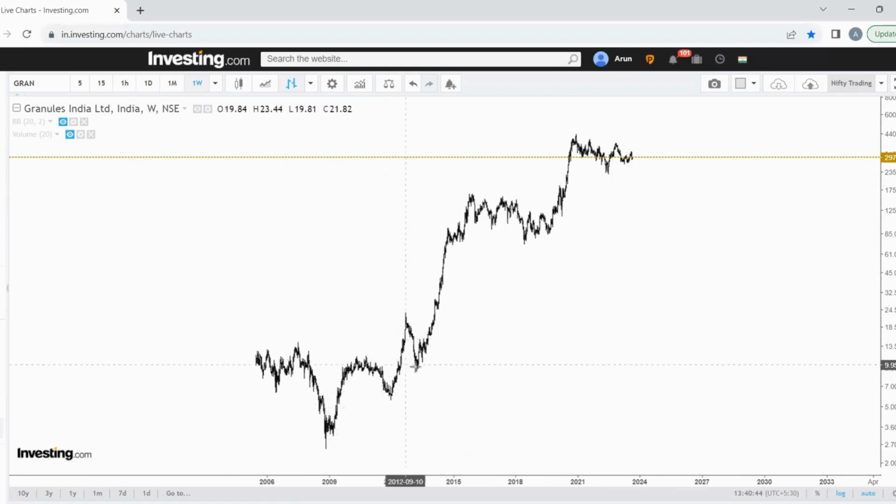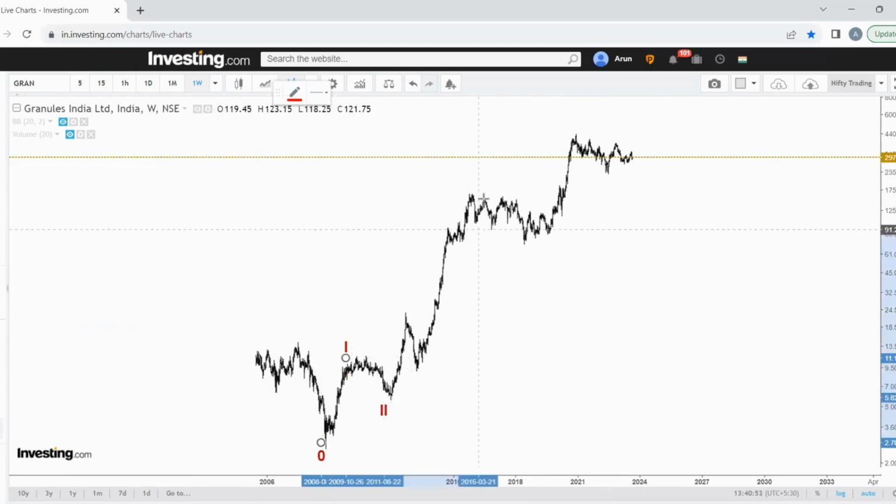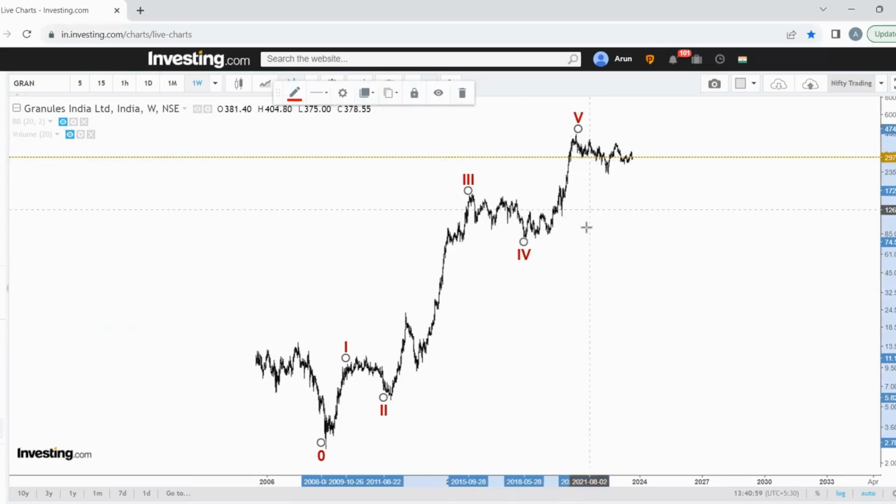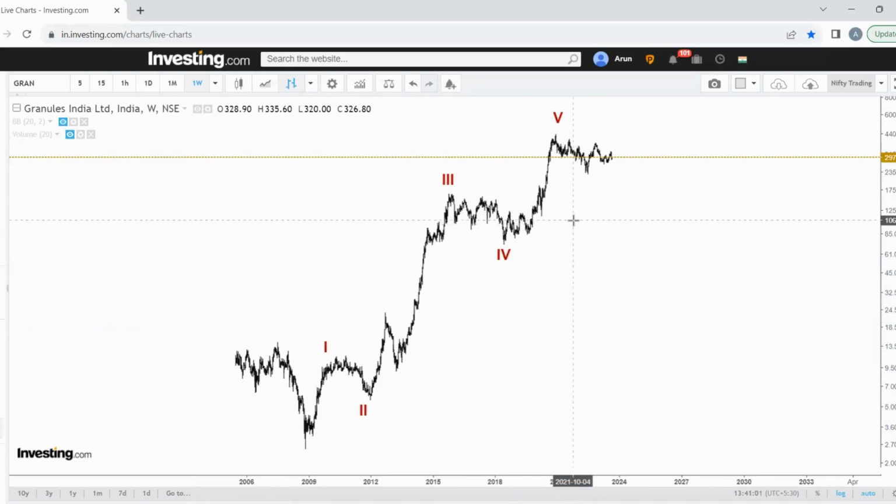This is 1, 2, 1, 2, 3, 4, 5, 3, 4, 5 clear. A clear 5-wave rise has been seen. 1, 2, 1, 2, 3, 4, 5, 3, and this 4 and 5. Is 5 completed or not? That's again the same question. This is also a very big 4th wave.